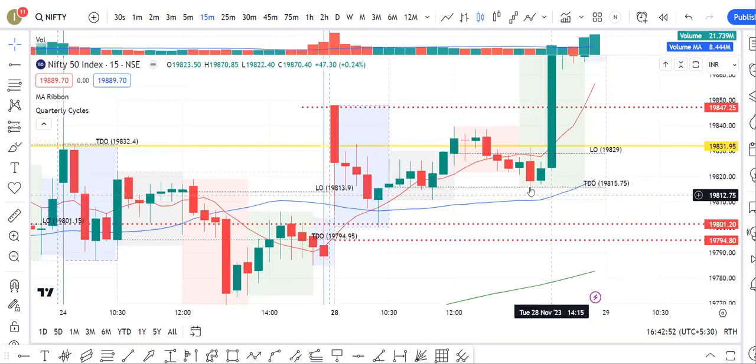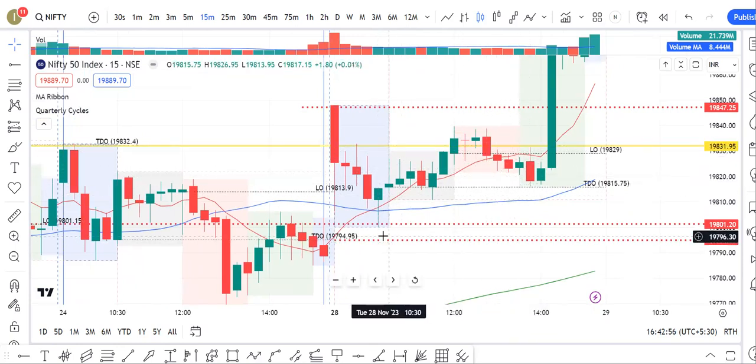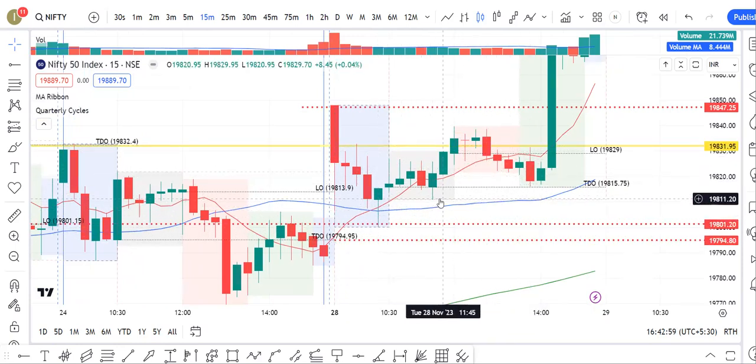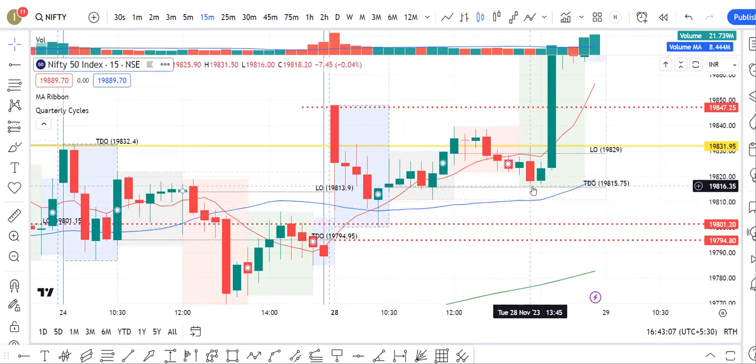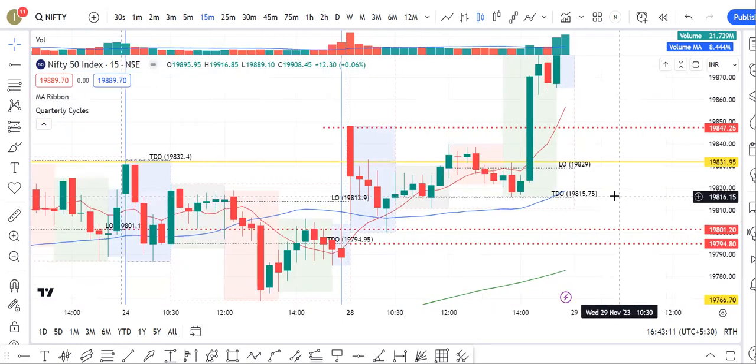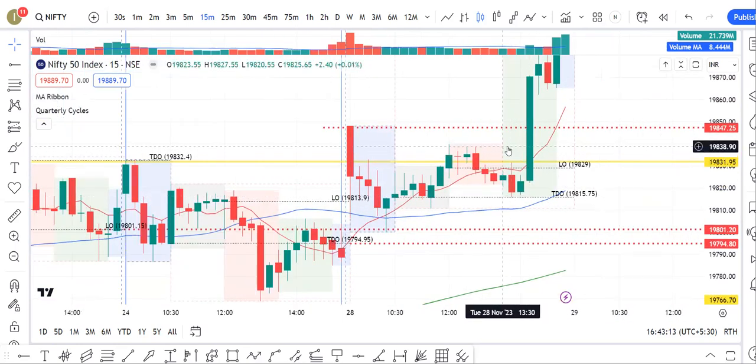19,850. See, after the correction, manipulation, it was making lower highs, higher lows. Higher lows, so that itself indicated the market can go up. You can see once it started moving above the manipulation level, you can see the big candle over here.